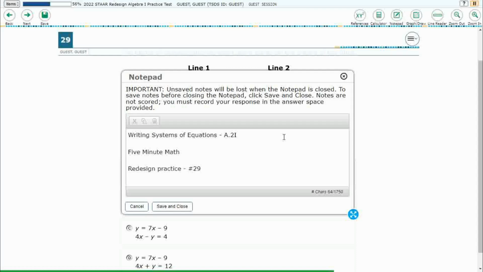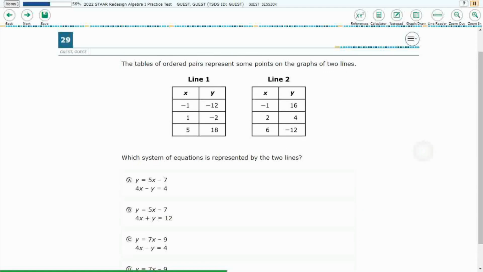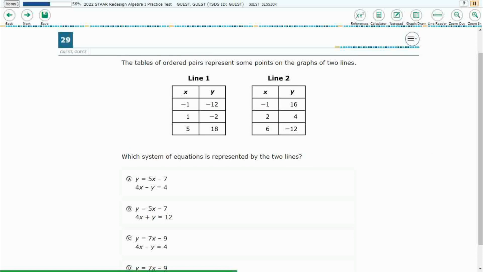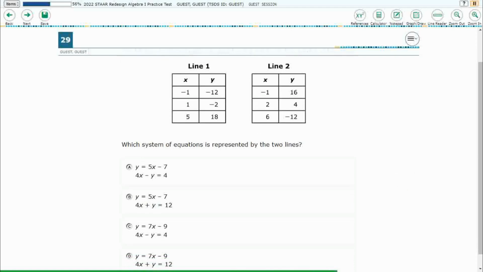Today we are looking at the Algebra 1 concept of writing systems of equations. This is standard A.2I in the great state of Texas, and we are using item number 29 off the Redesign Practice Online STAAR test. If you haven't done so already, please go ahead and take a moment to pause the video, work this problem out on your own, unpause it, and we will look at our answers together.